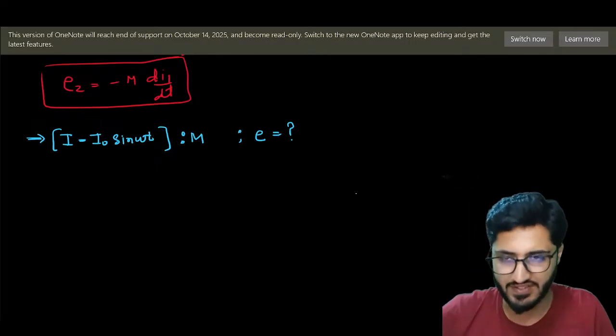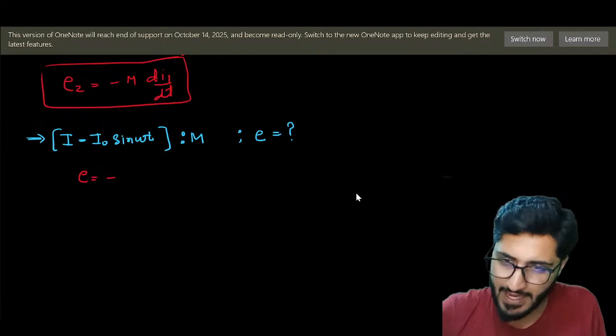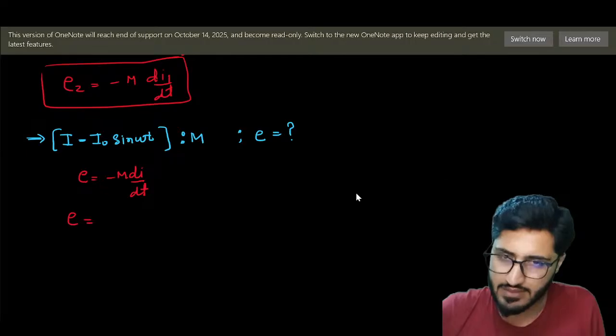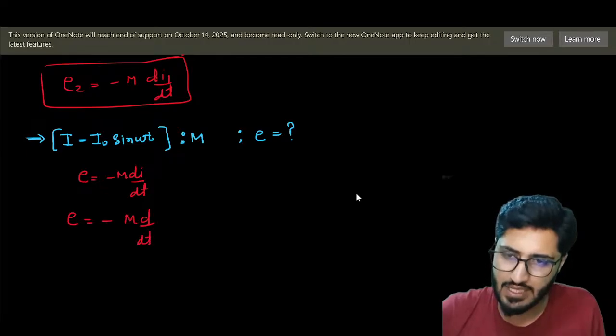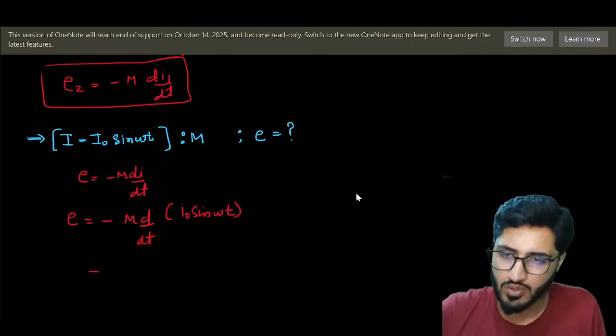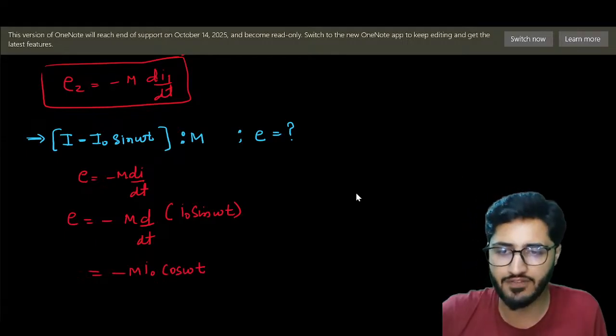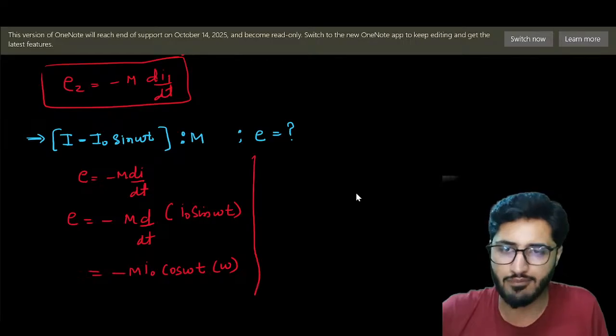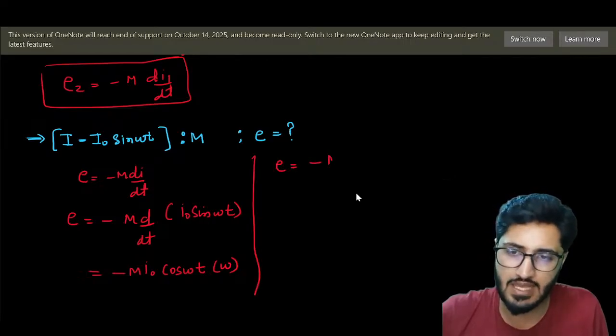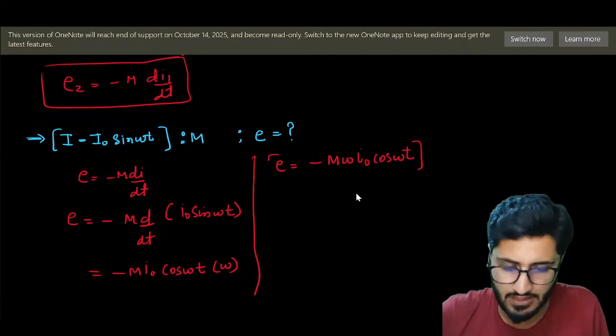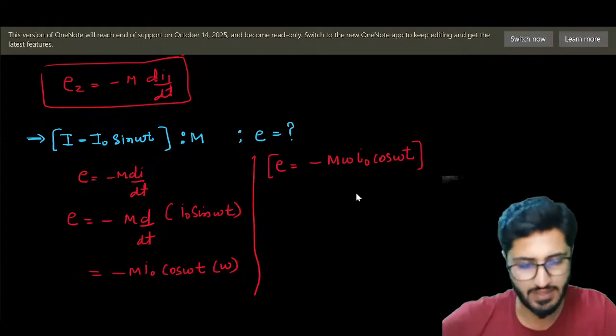So we know one equation, that is E equals minus M dI by dt. E equals minus M, d by dt, and instead of I, I will write I naught sine omega t. Right? So minus M, look, I naught is constant, so I will take I naught outside. The differentiation of sine omega t will be cos omega t, and the differentiation of omega t is omega. So my answer came out to be E equals minus M omega I naught cos omega t. This one is my answer, right?